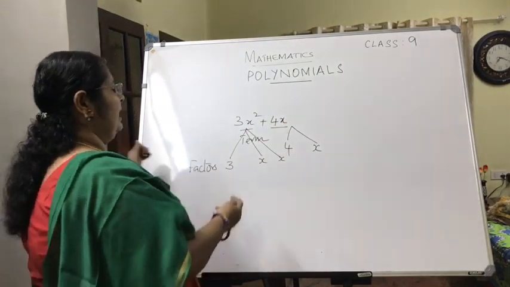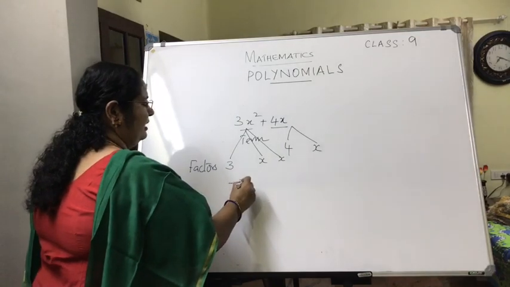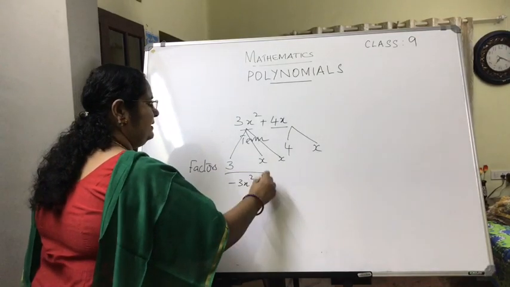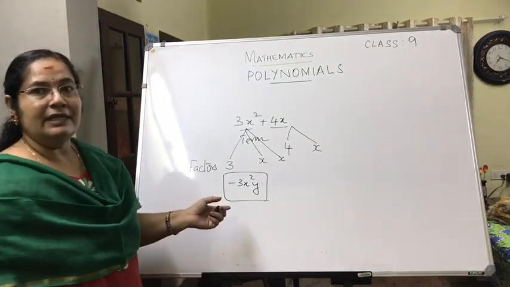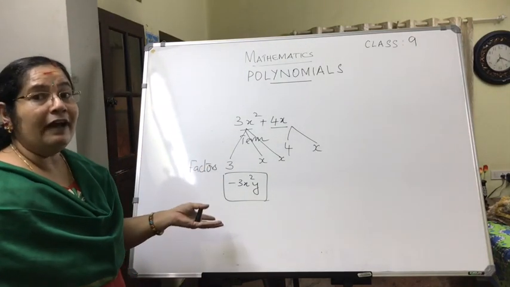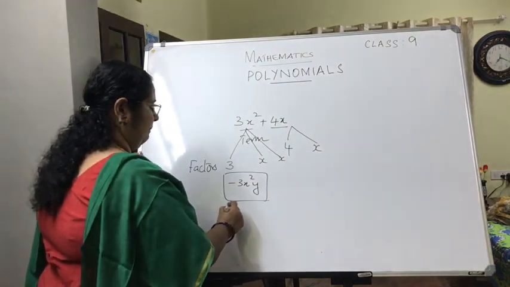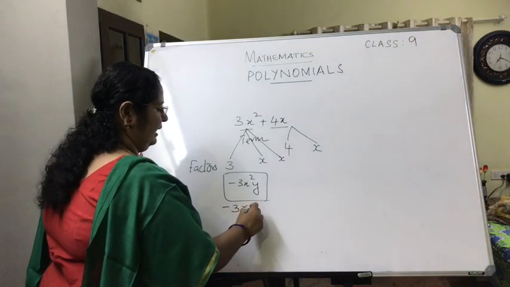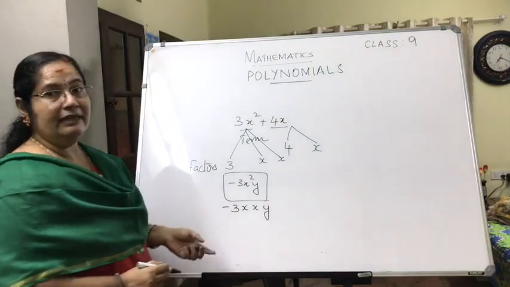Now suppose you are having, say, minus 3x square y. Is this an expression? This is an expression. It is having only one term. What are the factors here? The factors are minus 3, x, x and y. These are the factors.